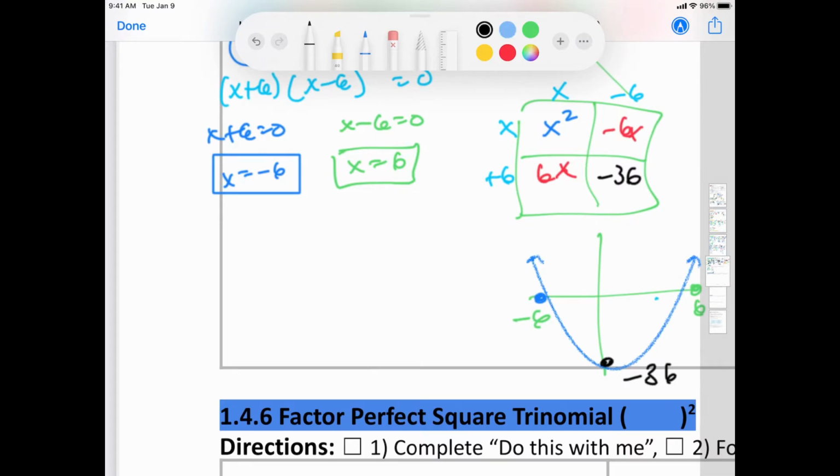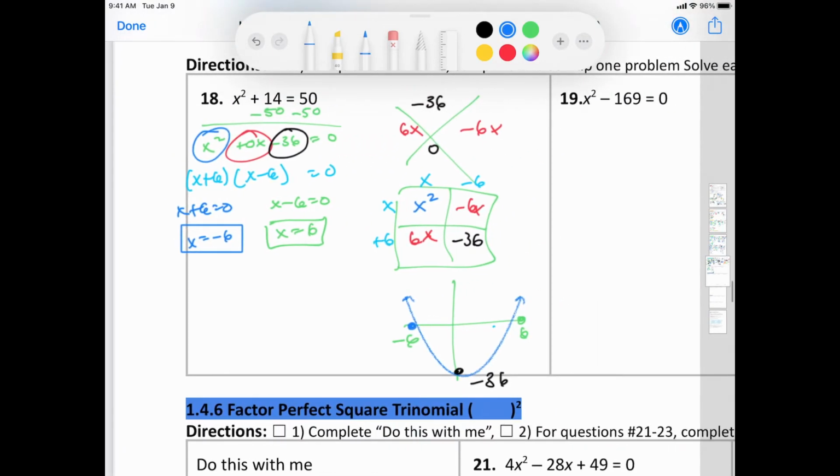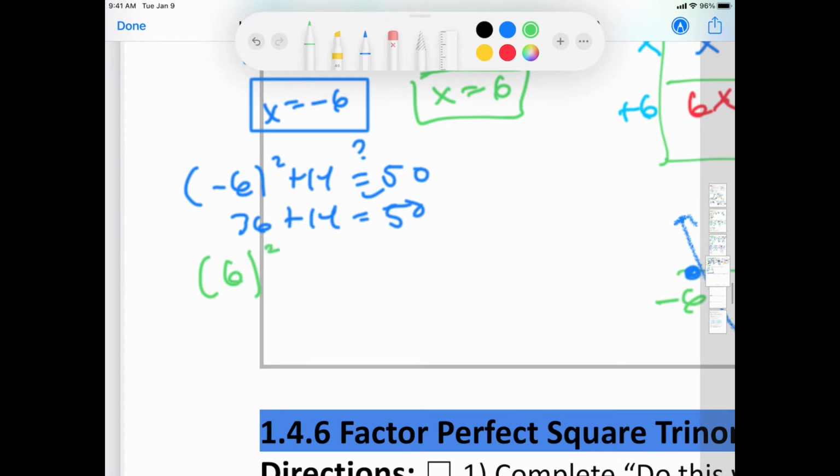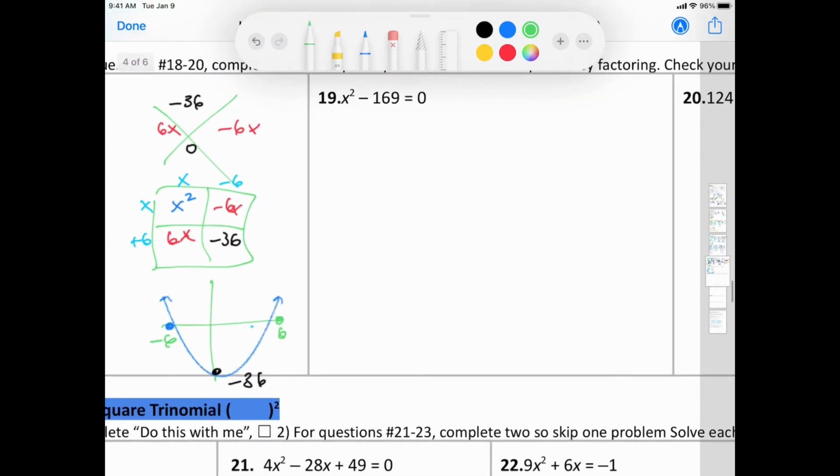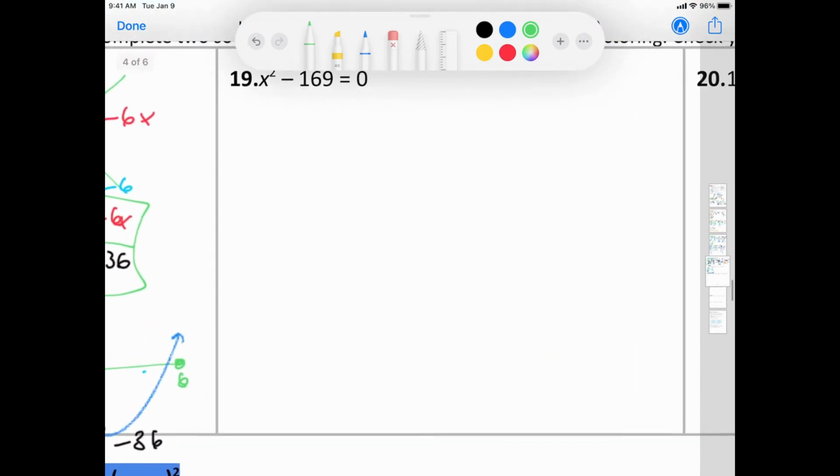All right, let's go ahead and check our answer. Negative 6 squared plus 14, does that equal 50? 36 plus 14 does equal 50. We'll check the positive 6. And same thing, 36 plus 14 equals 50. Let's go ahead and try number 19.